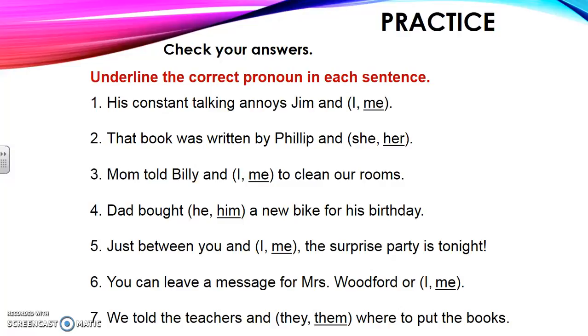Number 4, Dad bought him a new bike for his birthday. Number 5, just between you and me, the surprise party is tonight. Number 6, you can leave a message for Mrs. Woodford or me. Number 7, we told the teachers and them where to put the books.